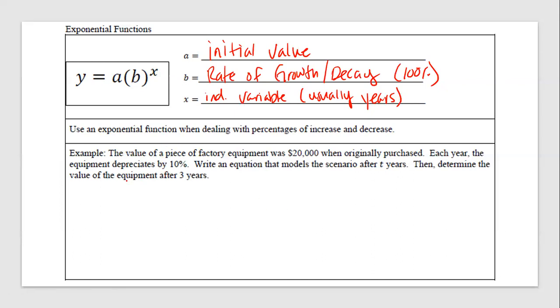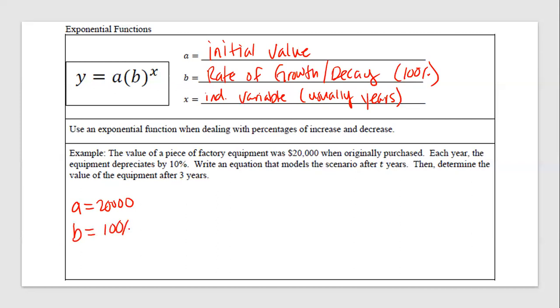Okay, so let's do an example. The value of a piece of factory equipment was 20,000 when originally purchased. Each year, the equipment depreciates by 10%. Write an equation that models the scenario after t years, then determine the value of the equipment after 3 years. So the first thing we do is identify our variables. What is our a? Perfect. What is our b?